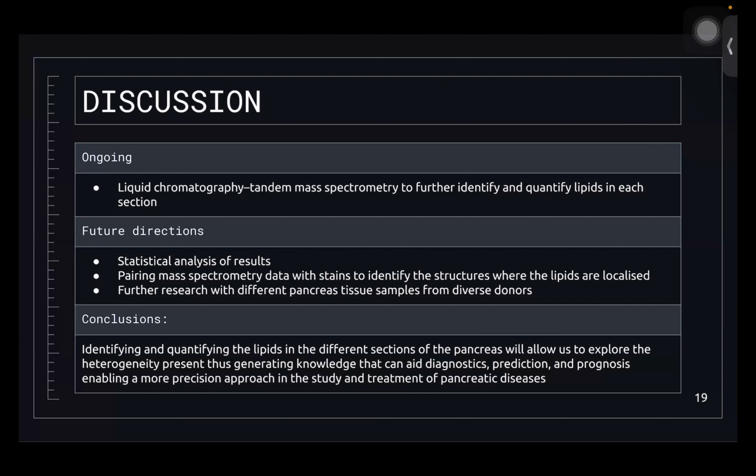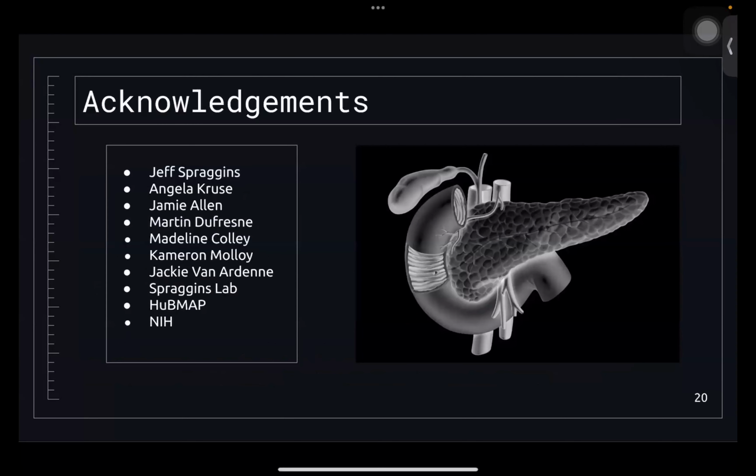There's a very large, broader picture to this research, but yes, identifying and quantifying the lipids in the different sections of the pancreas will probably allow us to explore any heterogeneity present, thus generating knowledge that can aid in diagnostics, prediction, and prognosis in the future, enabling a more precise approach in the study and treatment of pancreatic diseases.